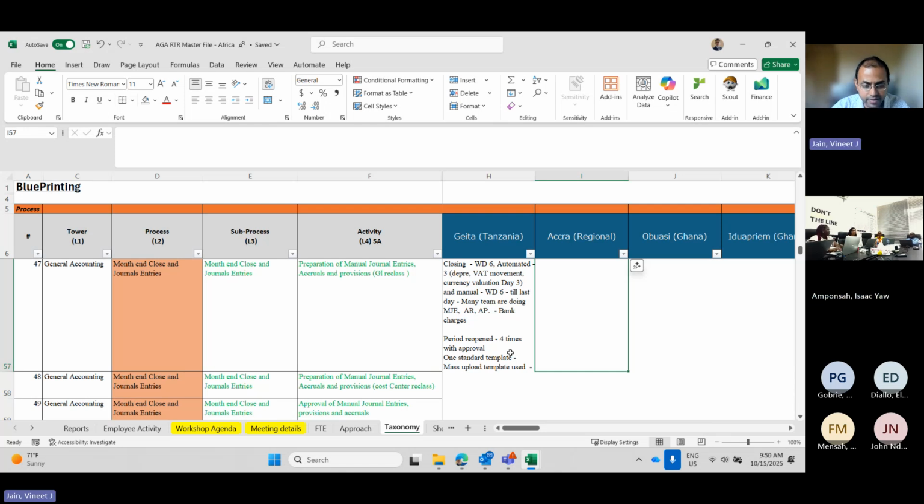Seems like we have a segregation overall, where the person who is preparing the journal is parking it, and the person who is posting it, after approval, is different. Yes. This is across everyone, right? This is common. It's not like a person who is doing everything end to end himself.